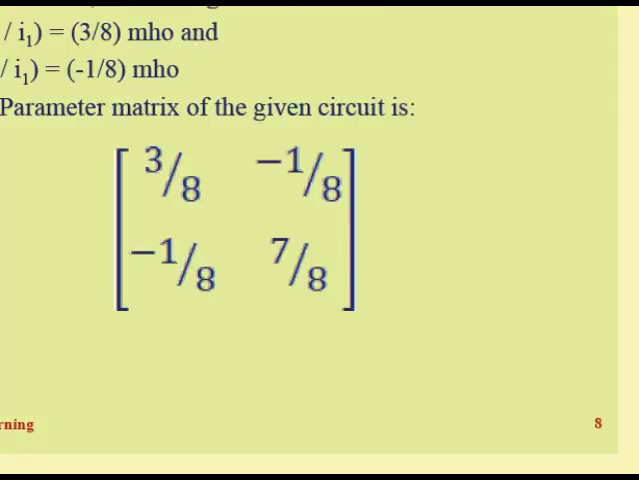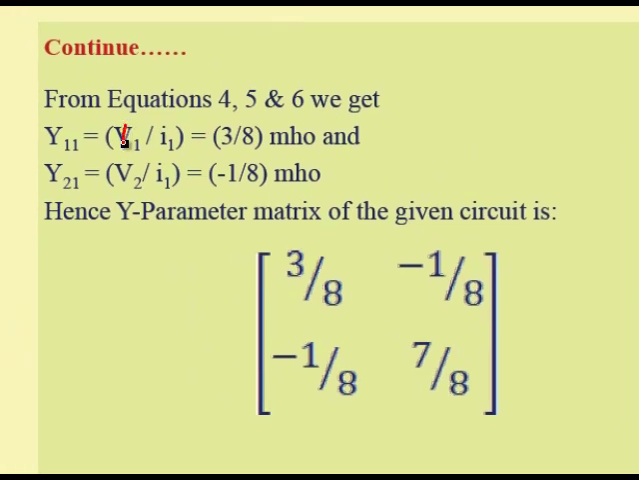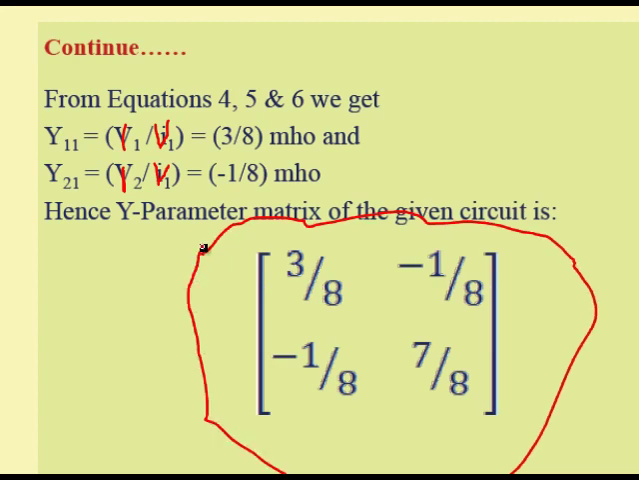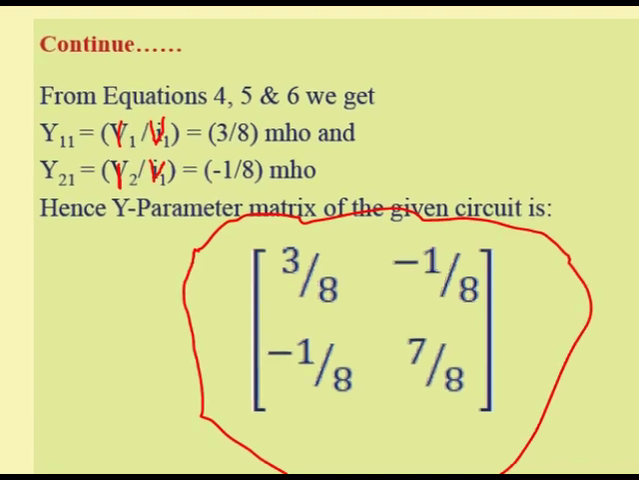With the help of these two equations we will get y11, which is the ratio of i1 and v1, and y21, the ratio of i2 and v1: 3/8 and minus 1/8 mho. Hence all 4 Y parameters have been evaluated. Thank you.